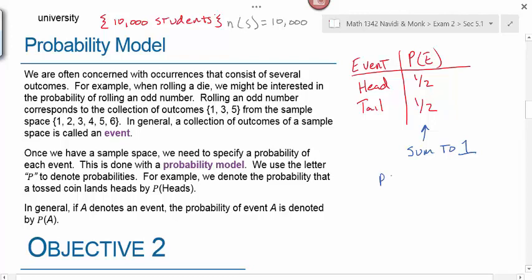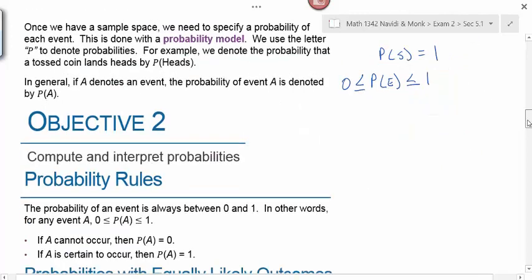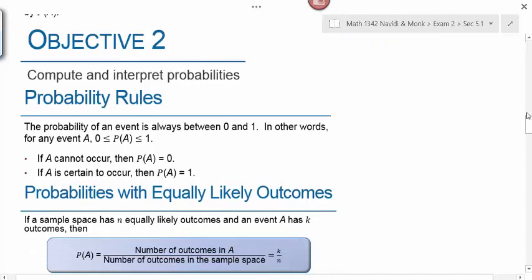Basically, the probability of your sample space has to be equal to 1, and you can't have negative values. These have to be numbers between 0 and 1. Objective 2 is to compute and interpret probabilities. The probability of an event is always between 0 and 1. In other words, for any event A, the probability of A has to be between 0 and 1.